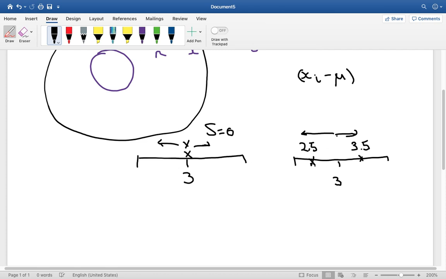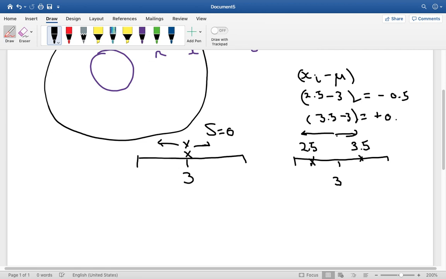The first data point, the first student's GPA, is 2.5. And how far are they away from the mean? The mean is 3, and so this student is negative 0.5 units away from the mean. The negative means they're below the mean. Let's look at the second student. This student has a GPA, or an x, of 3.5. How far are they away from the mean? That's going to equal plus 0.5.